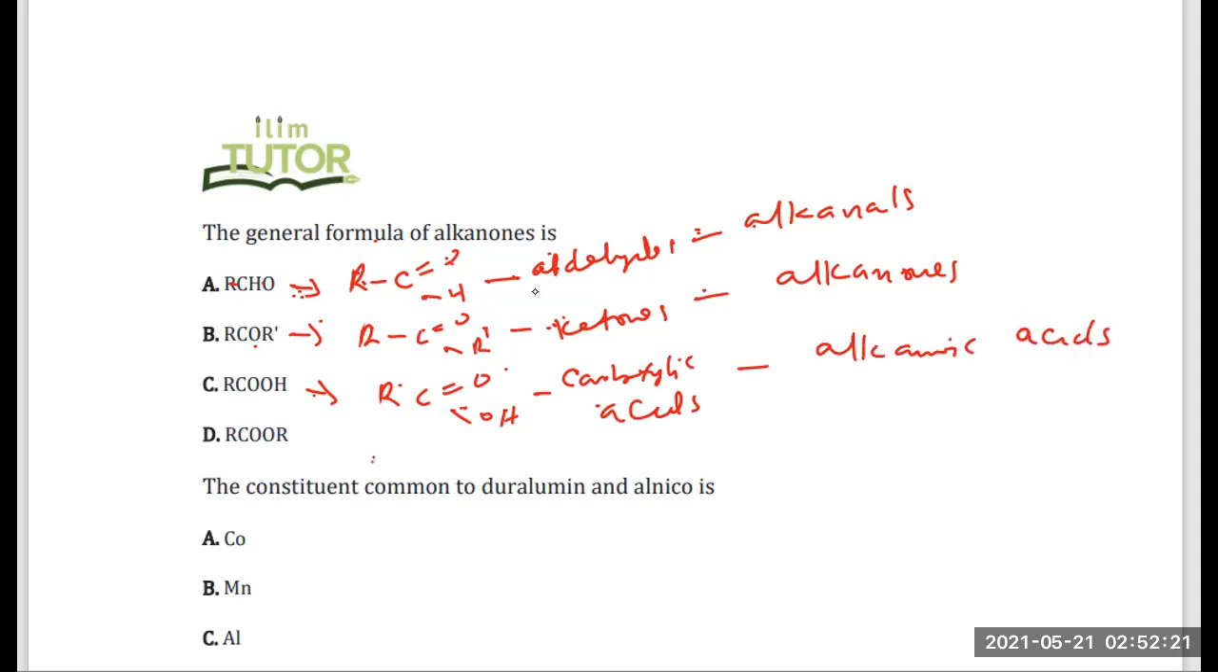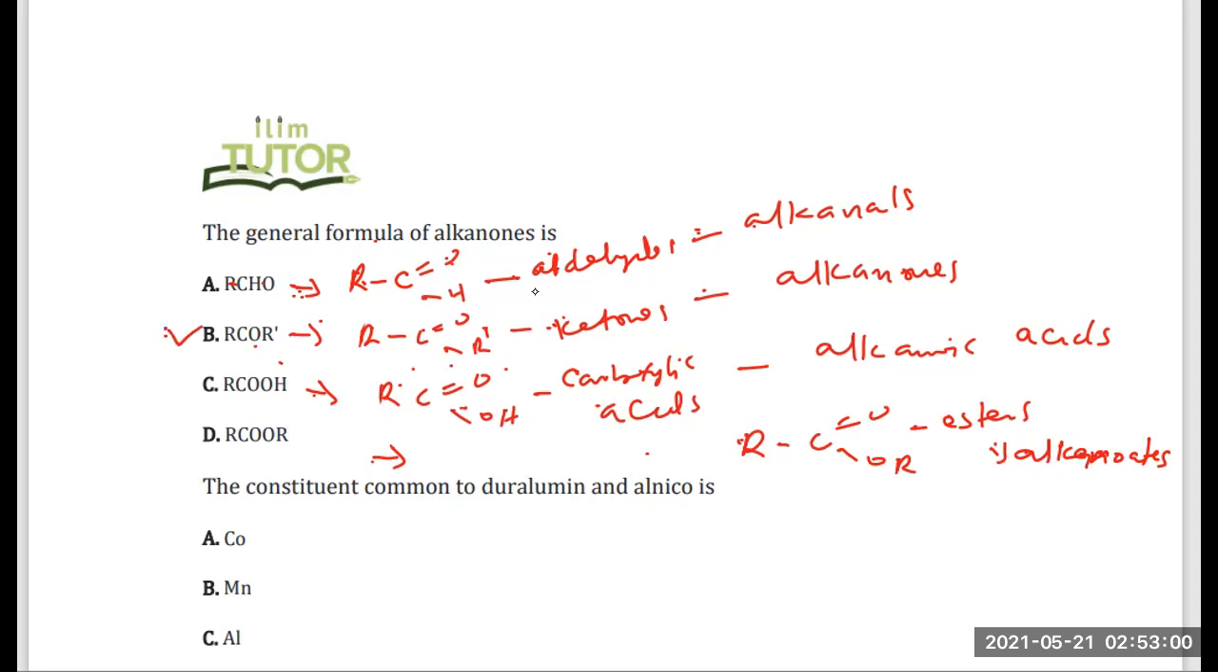If we pick the last option that we have there, that is the functional group RCOOR', because this corresponds to esters, and esters are known as alkanoates. So if I look at this, the only one that corresponds to alkanones is option B.